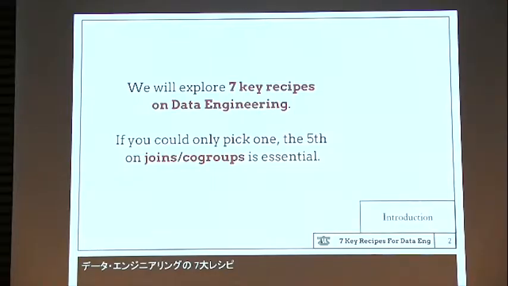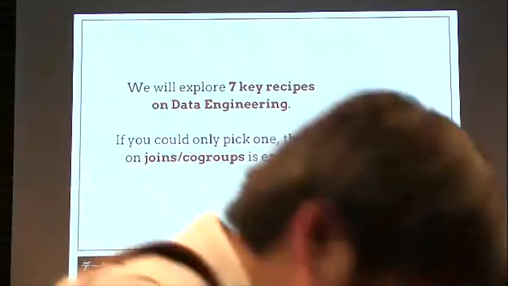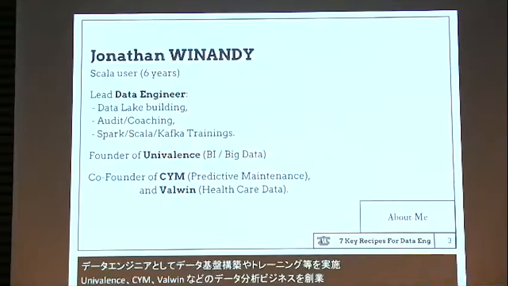Today we'll talk about 7 key recipes in data engineering for Scala enthusiasts mostly. And if you need to pick only one recipe today, the 5th one about co-group and joins has been essential in our project.